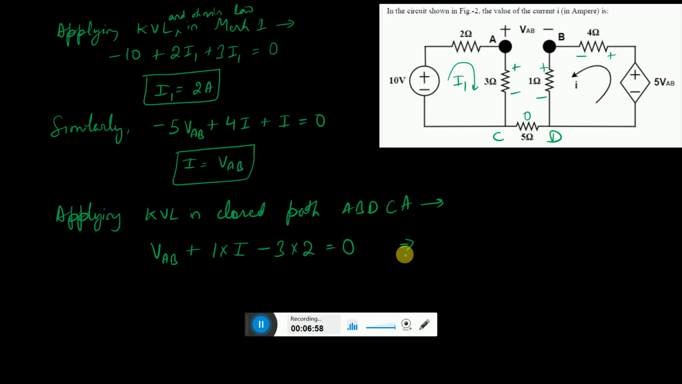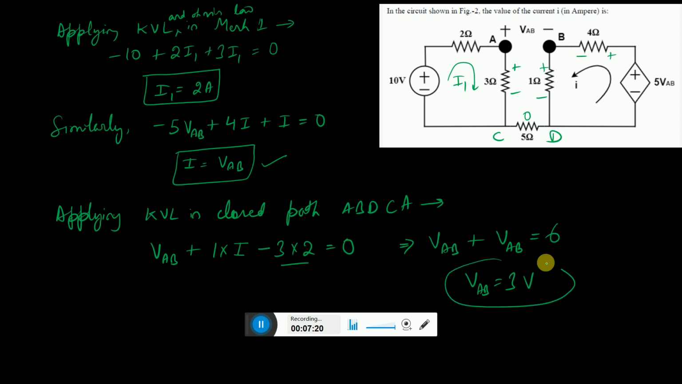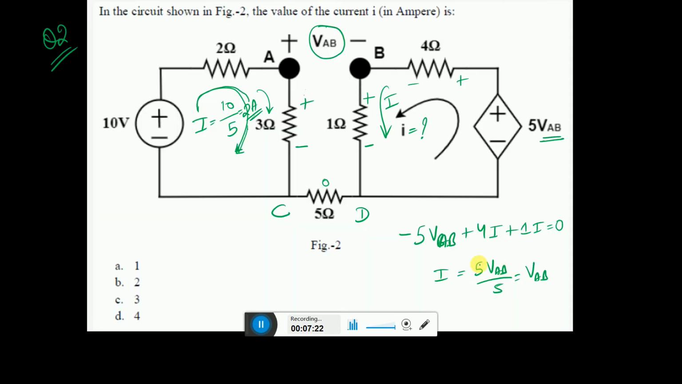So this implies that VAB, let me write in terms of these values first. So that is VAB plus I, which is also nothing but VAB. So this is again VAB is equal to, this value will go on this side, 6. So VAB is equal to 3 volts. So finally we get the answer is equal to 3 volt. That answer is C, right?